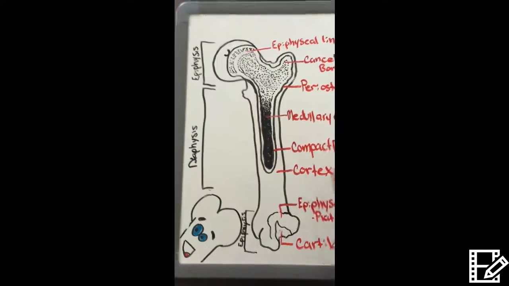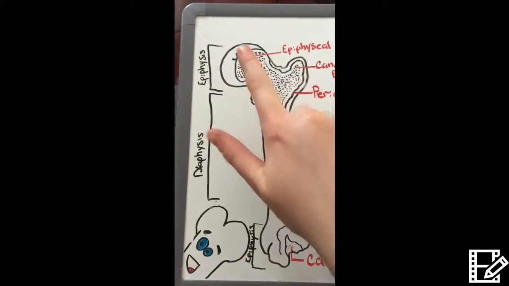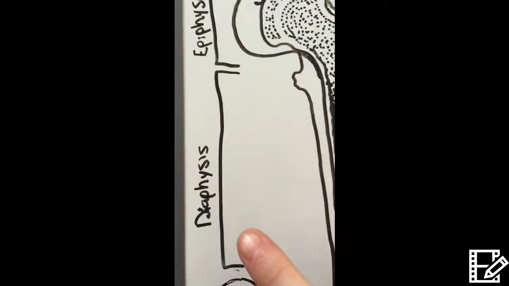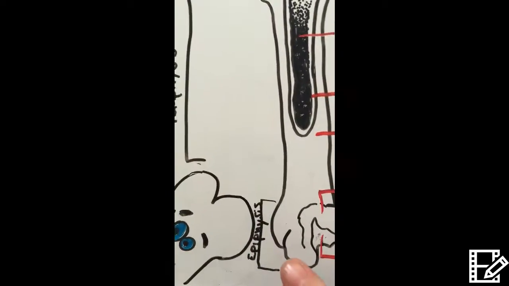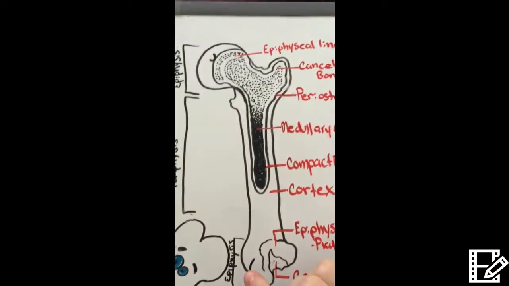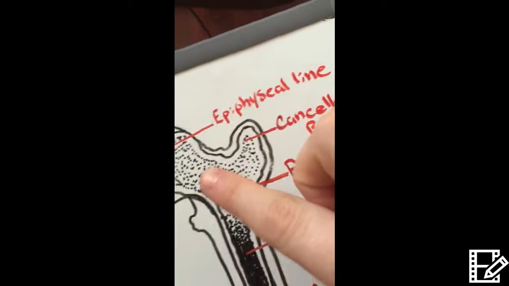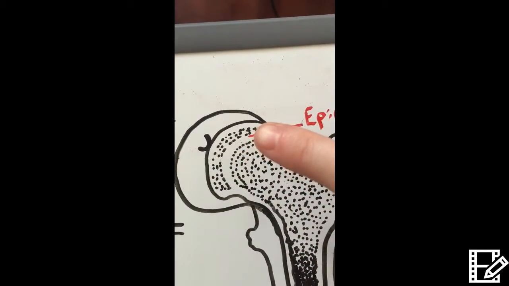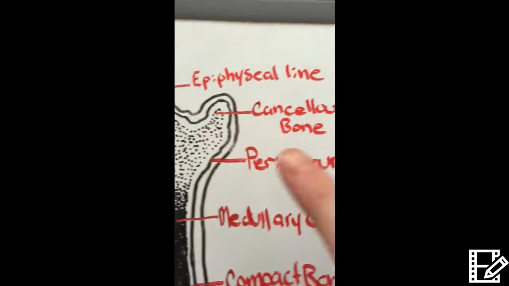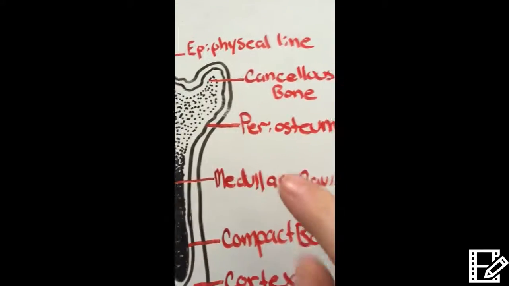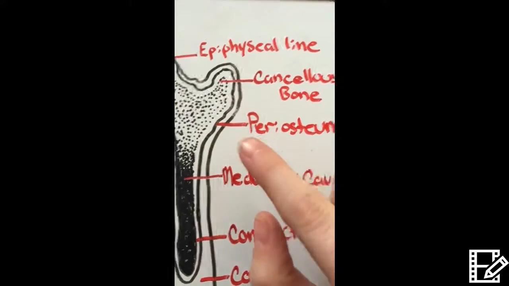Okay, so here we have the anatomy of the long bone. And you can see it's separated into 3 different parts. You have the epiphysis, the diaphysis, and then another epiphysis. So we'll go ahead and get into the different parts. So first you have the epiphyseal line, which is right here. Okay, and then you have the cancellous bone, which is sort of the spongy stuff you see in the middle there. And then you have the periosteum.